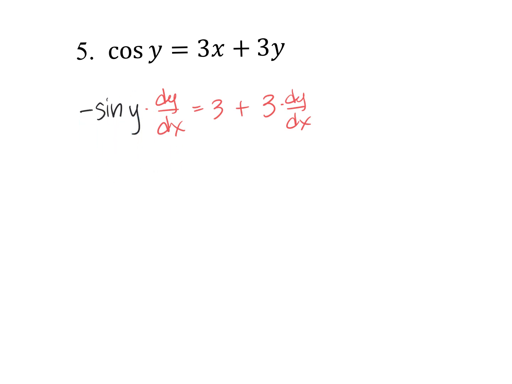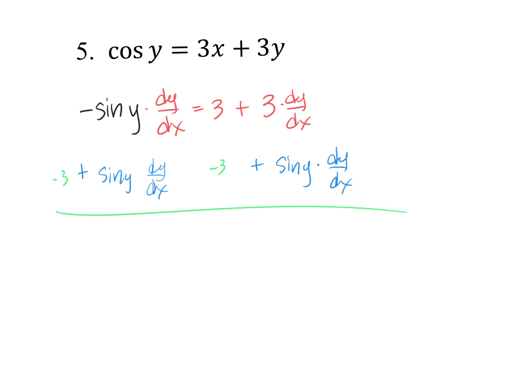Okay, so Ritzy's saying, let's add sine of y, dy/dx to both sides. And what would I have to subtract? I'd have to move that 3 over because it doesn't have a dy/dx. So I'm also going to subtract a 3 from both sides. So I'd have negative 3 equals 3 dy/dx plus sine of y dy/dx.